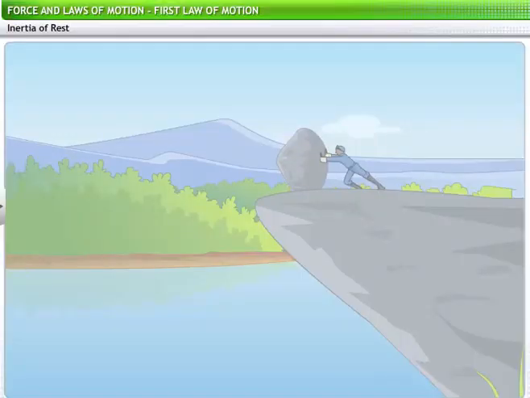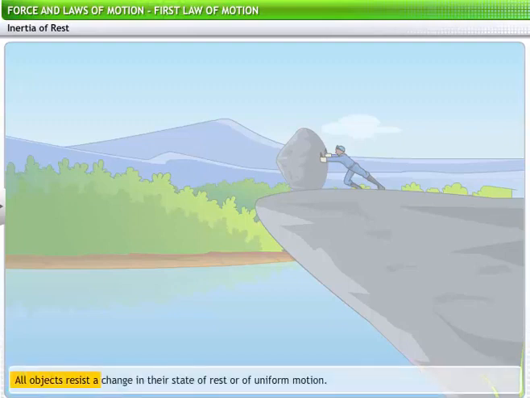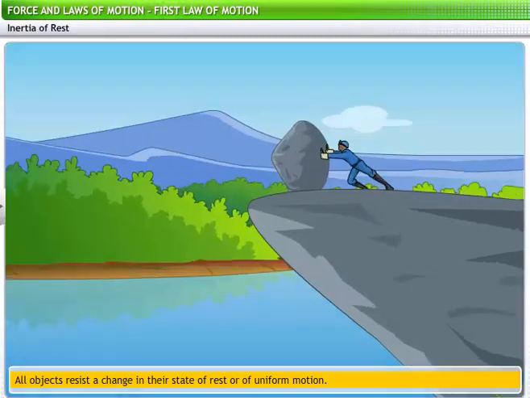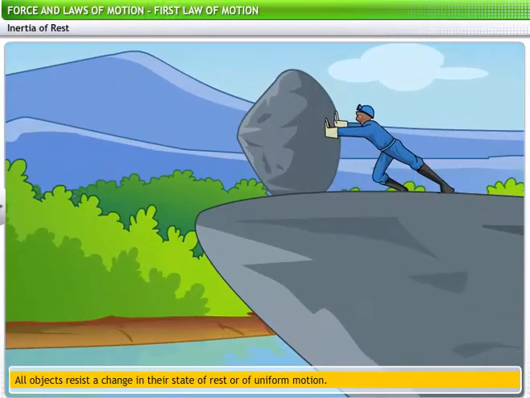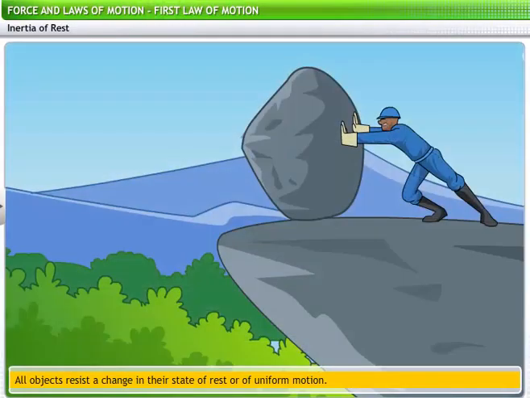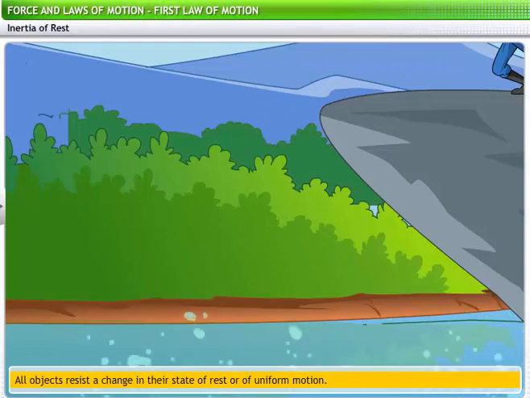To put it simply, the essence of the first law of motion is that all objects resist a change in their state of rest or of uniform motion. For example, when you try pushing a boulder at rest, it resists motion initially. However, if you exert enough force, the boulder starts rolling.